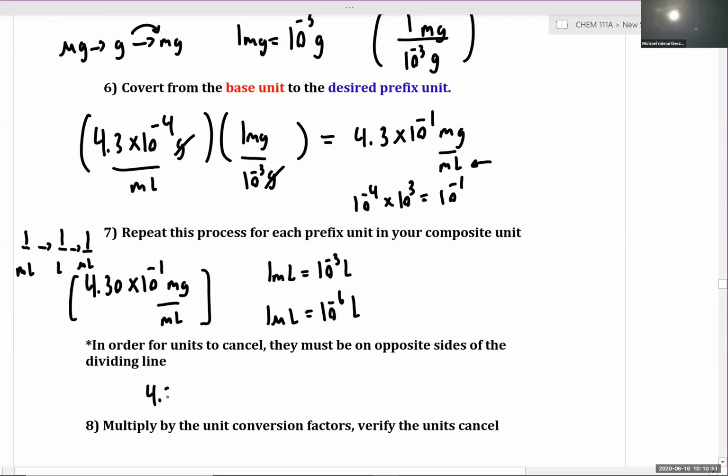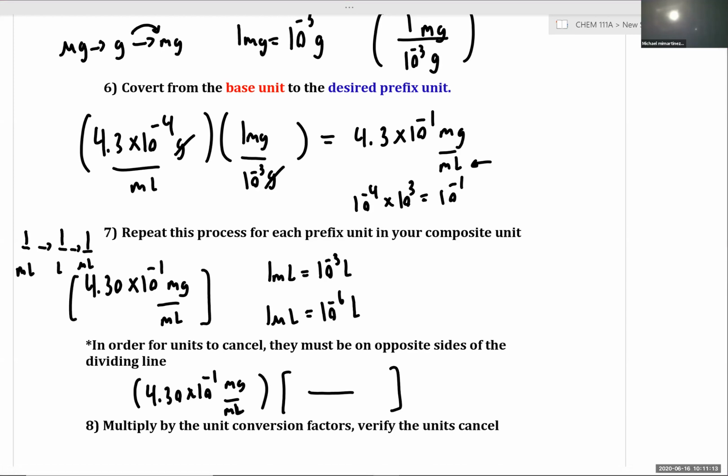So if we have 4.30 times 10 to the negative first milligrams per milliliter, okay? And we want to end up, so looking at our solution map, what units do we want on the bottom? What units do we want in the denominator after our first step? We're going from 1 over milliliter to what units in our first step? Liters, exactly right. So we need to have liters on the bottom.